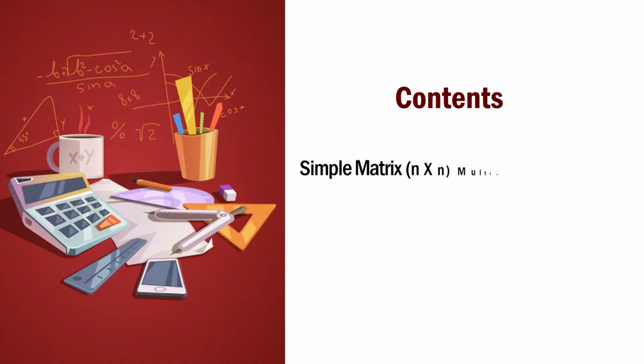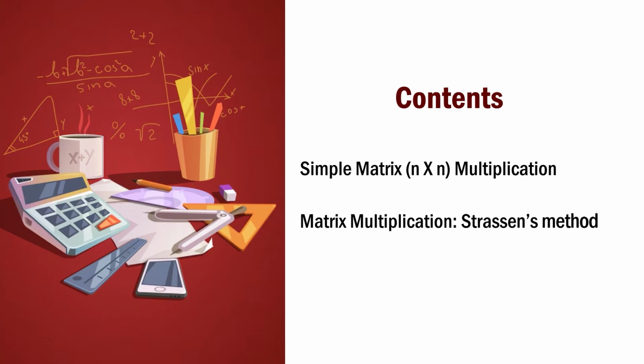So how do we multiply two matrices or more than two matrices? What will be the general strategy to multiply two matrices? First, simple matrix multiplication: how to multiply two or three matrices, and then what the Strassen methods are, and how we can use the Strassen method for matrix multiplication.